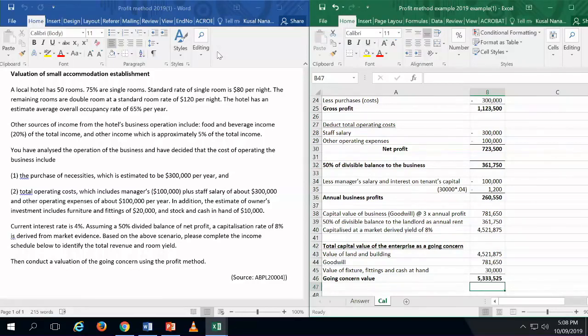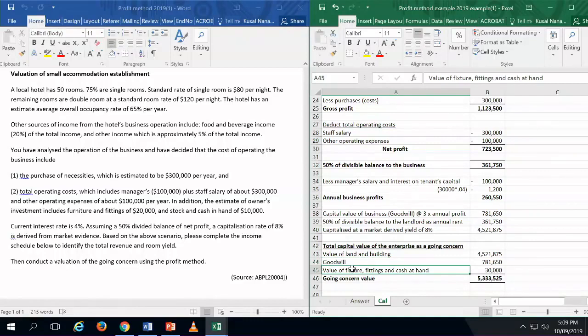Clear? Basically, what you need to understand, you need to calculate these three. Again, a brief summary. To value the going concern property, you need to calculate three things. One is the value of the land and the building. How do you do that? Get the divisible profit and divide it by the cap rate. And then calculate the goodwill. Get the divisible profit and subtract any tenant's salary or interest, and then get the net profit and multiply by 3 times.